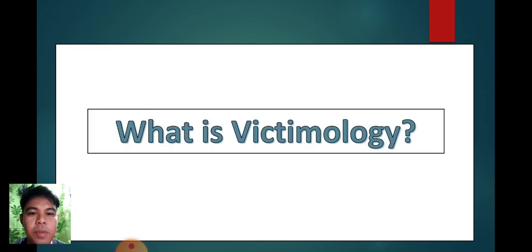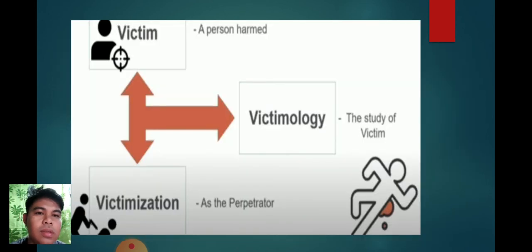So what is victimology, class? Unsa man ang victimology? So this is another picture I printed. In this picture, there's a victim, there is the perpetrator, and in between them is the victimology, the study of victims. So both of them are involved in this study.